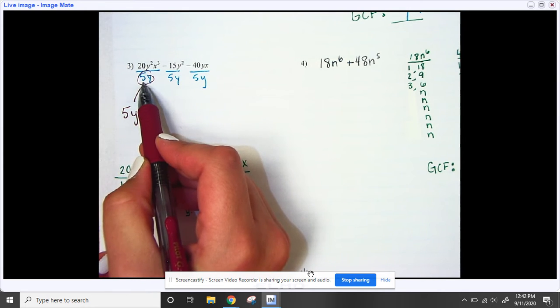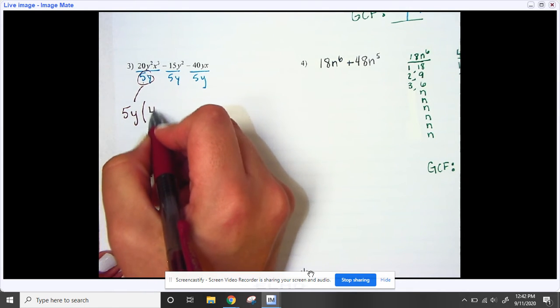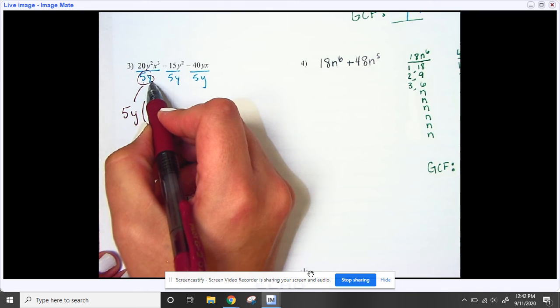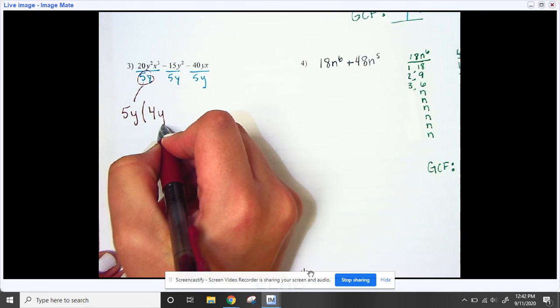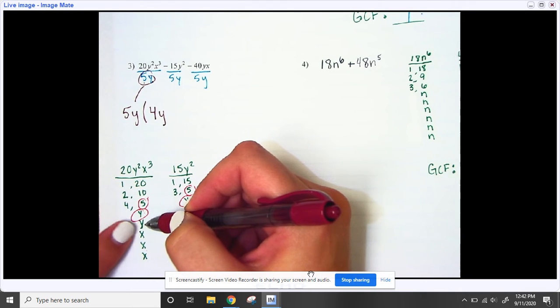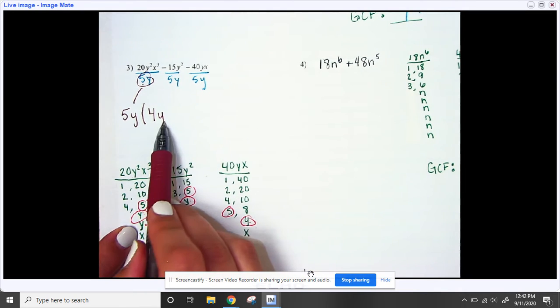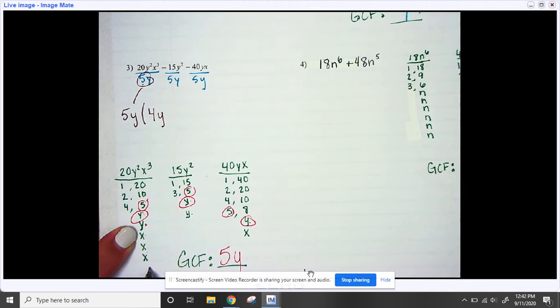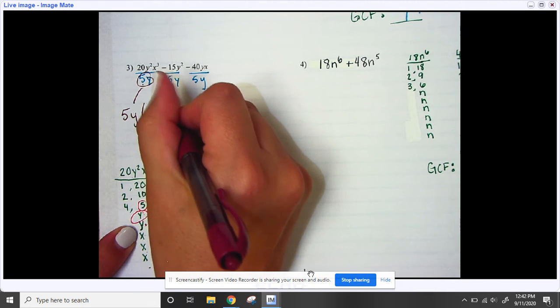20 divided by 5 is 4. Y squared divided by y is y. And a little trick here is you can always look down here. There was only 1 y that we didn't circle, so 1 y goes here. There are 3 x's that we didn't circle, so we're going to have x to the third.